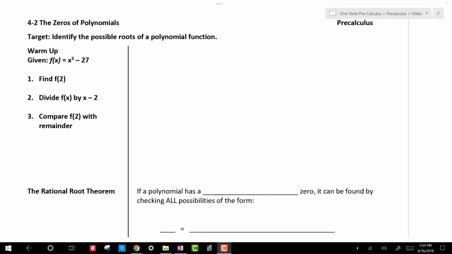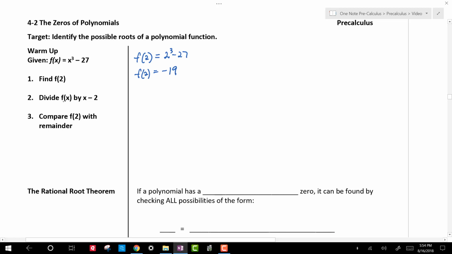We're going to start with a warm-up here, and we're going to find, given this function f of x equals x cubed minus 27, the first thing we're going to do is find f of 2. So again, we've been talking a lot about f of 2, just means to simply plug it in. So we're going to get 2 cubed minus 27. And so f of 2 is going to equal 8 take away 27, so that's going to be negative 19. All right, so pretty easy.